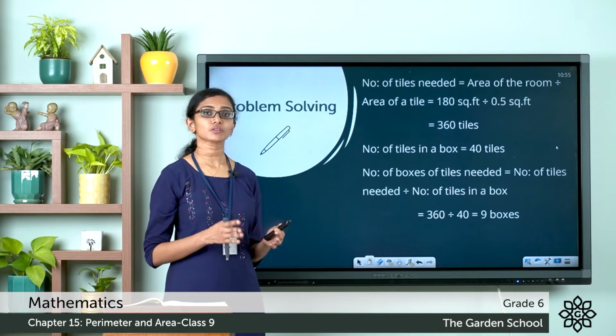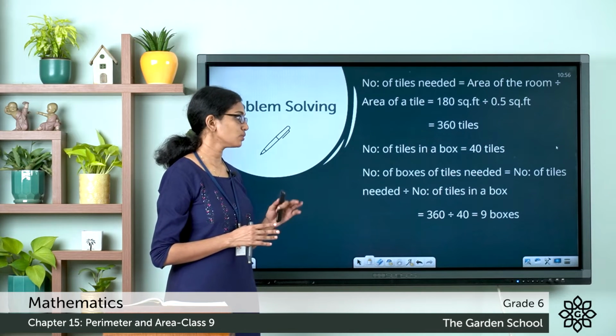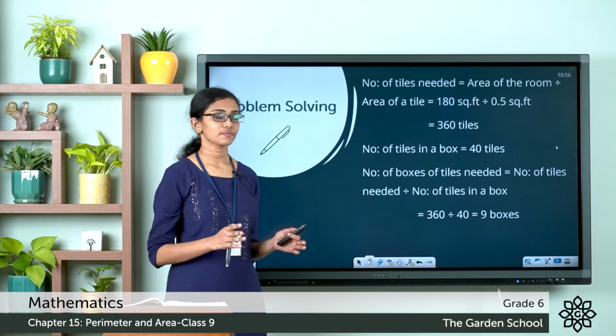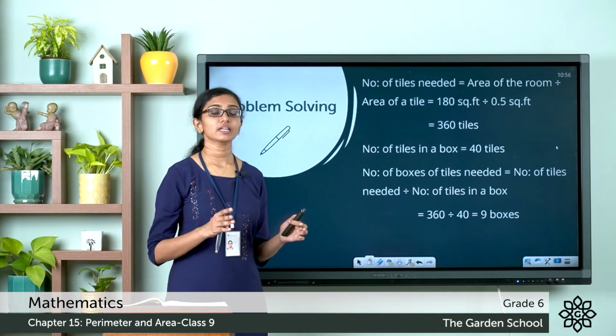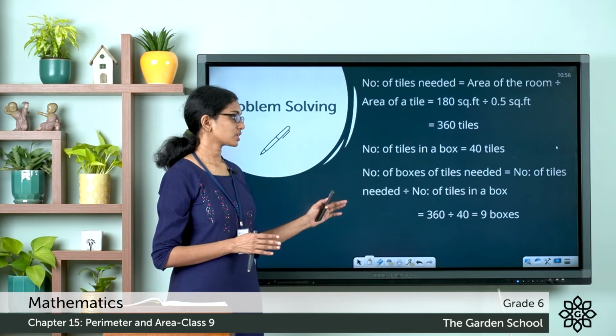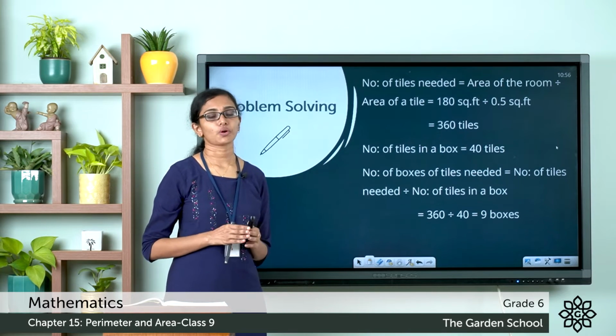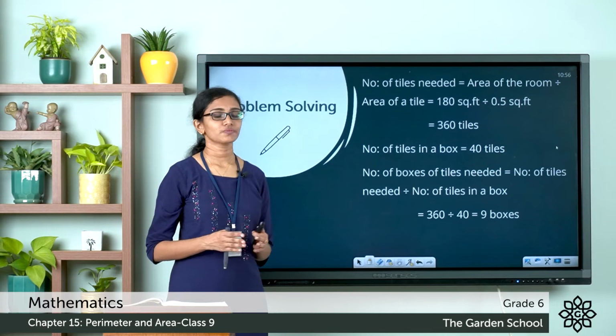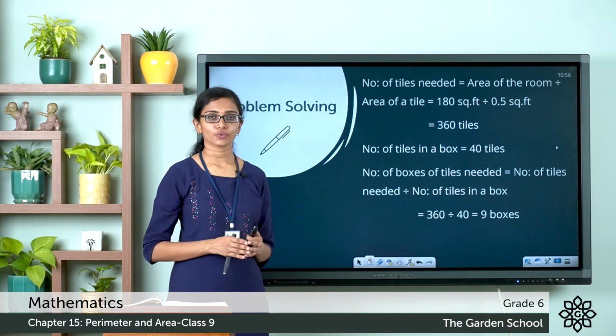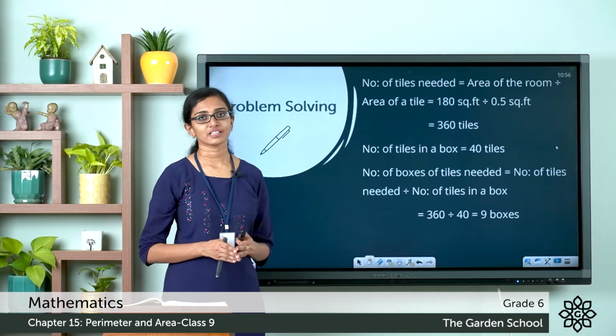Hence, the number of boxes of tiles needed is equal to the number of tiles needed divided by the number of tiles in a box. So that is equal to 360 divided by 40, and that gives you the answer as 9 boxes. So we need 9 boxes of tiles to pave the entire floor. I hope this question is clear to you.